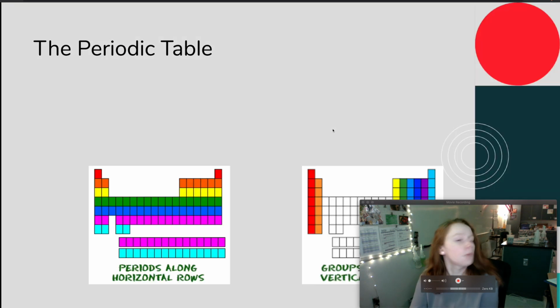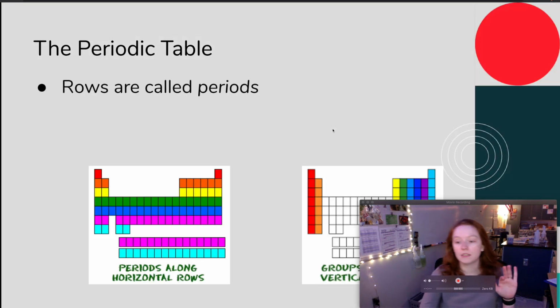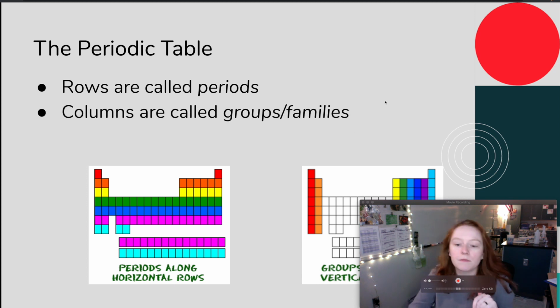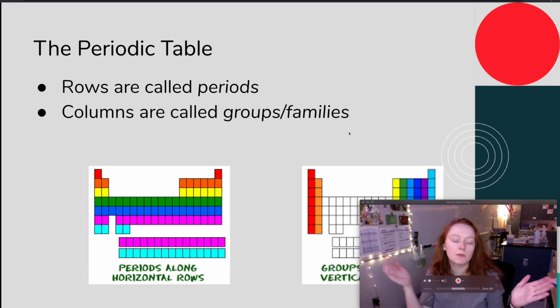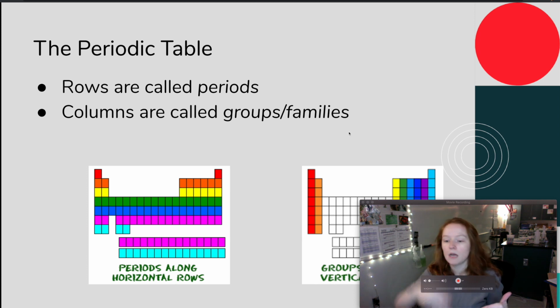So the first thing I want to talk to you guys about are the two ways that we classify the rows and the columns. The rows are called periods, and the columns are called groups and families. That's just really basic stuff. You need to be able to know that. So if I say group 1, we're talking about the very first column going from left to right. Period 1 would be the first one top down.